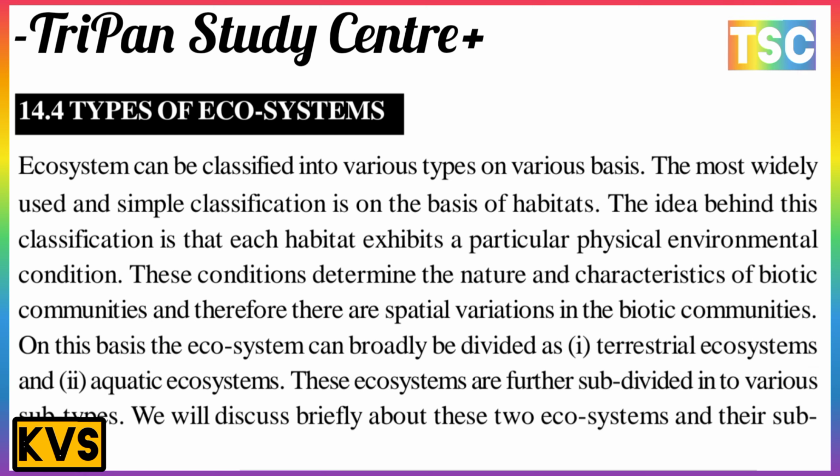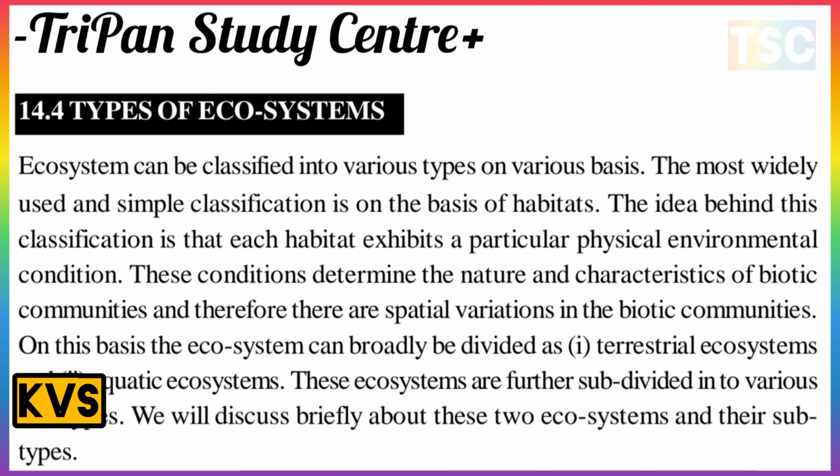The idea behind this classification is that each habitat exhibits a particular physical environmental condition, and this condition determines the nature and characteristics of the biotic communities, and therefore there is a perpetual variation in the biotic communities. On this basis, the ecosystem can be broadly divided into the terrestrial ecosystem and the aquatic ecosystem. These ecosystems are further subdivided into various subtypes. We will discuss briefly the two ecosystems and their subtypes.